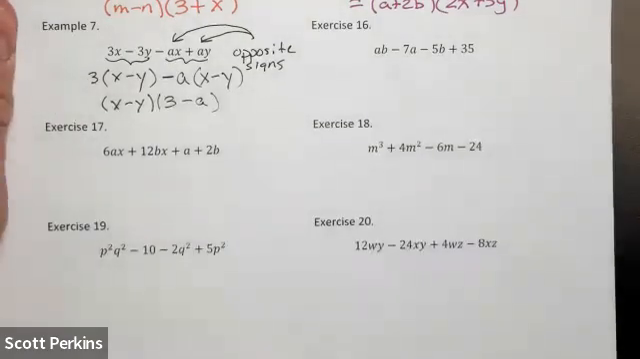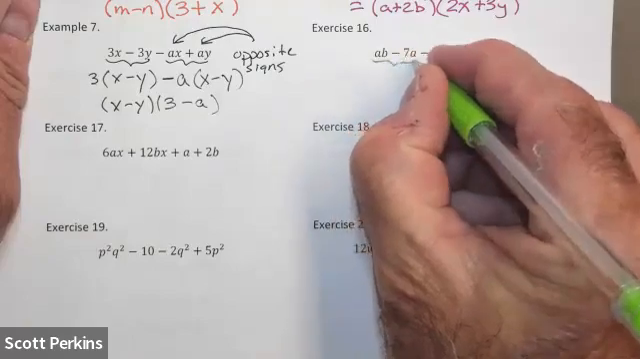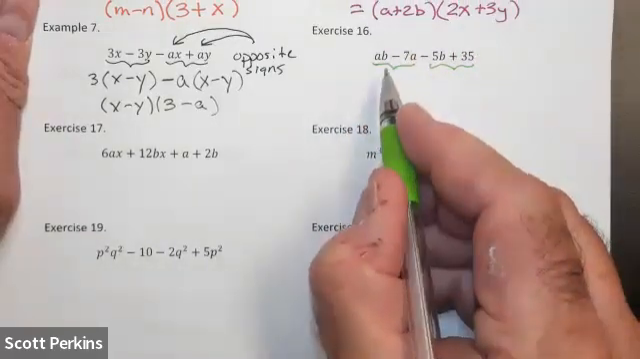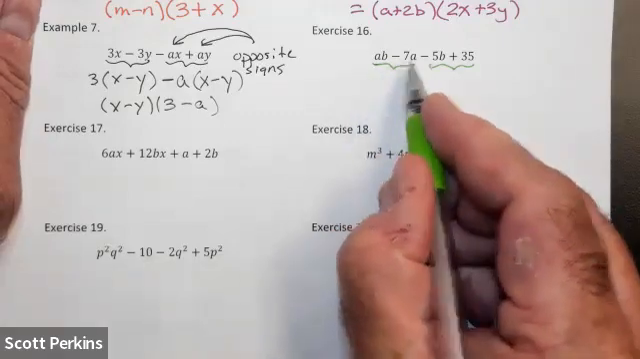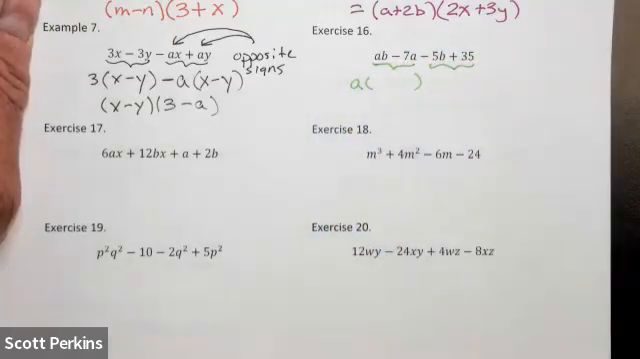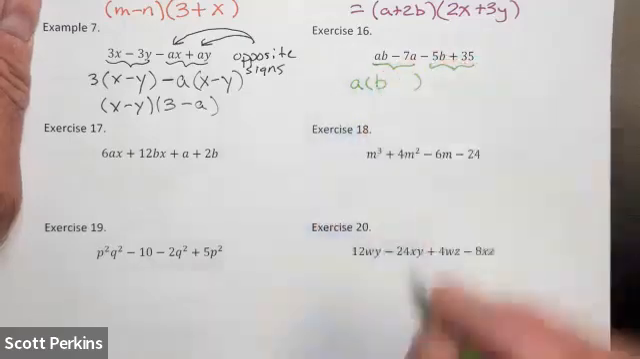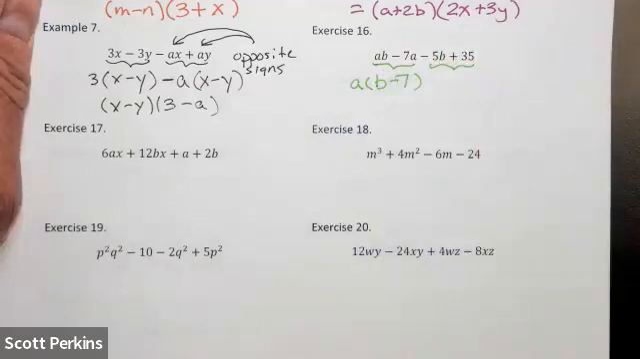All right, so I'm going to get started. If you're working, keep working. We'll check up, but here's my grouping step. I'm grouping the first two and the last two. Out of the first two terms, I've got ab and negative 7a. Hopefully we can see they both have an a in common. And when I factor out the a, ab leaves b. Negative 7a, when I factor out the a, leaves negative 7.